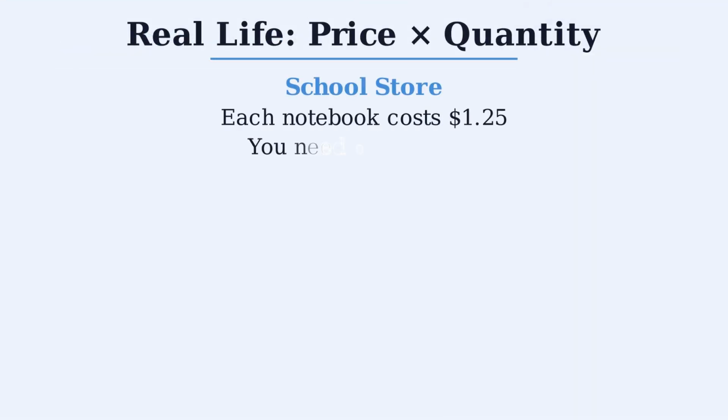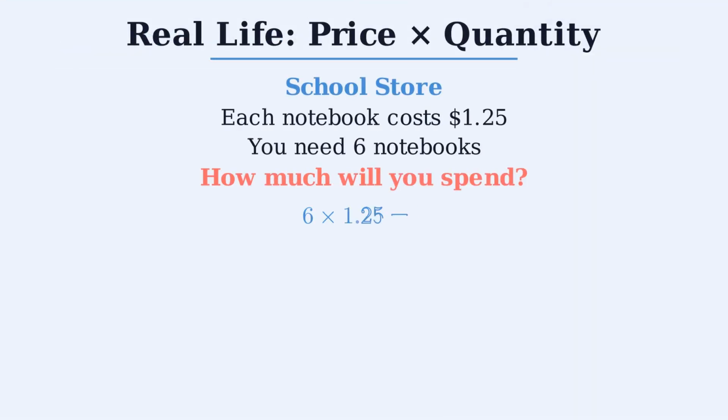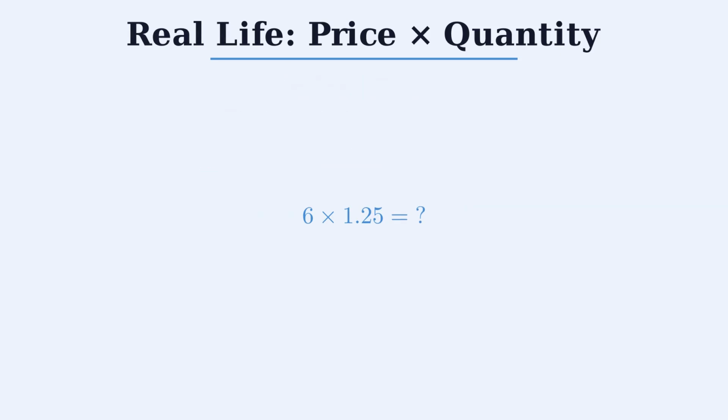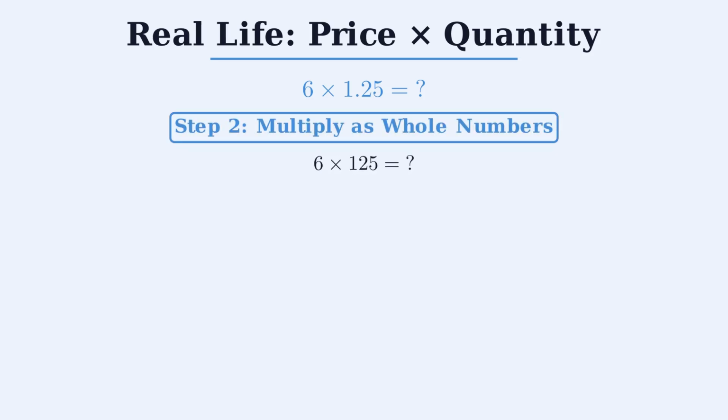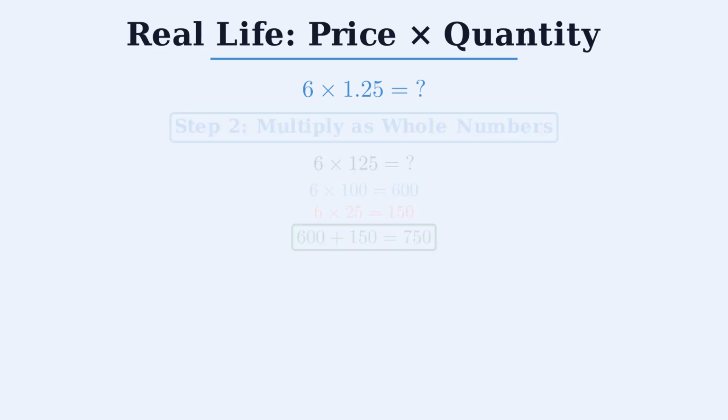Let's put it all together with a real-life example. You're at the school store, and each notebook costs $1.25. You need to buy 6 notebooks for your classes. How much will you spend? We need to find 6 times 1.25. Step 1. Estimate first. 1.25 is close to 1, so 6 times 1 is 6. Our answer should be around $6.